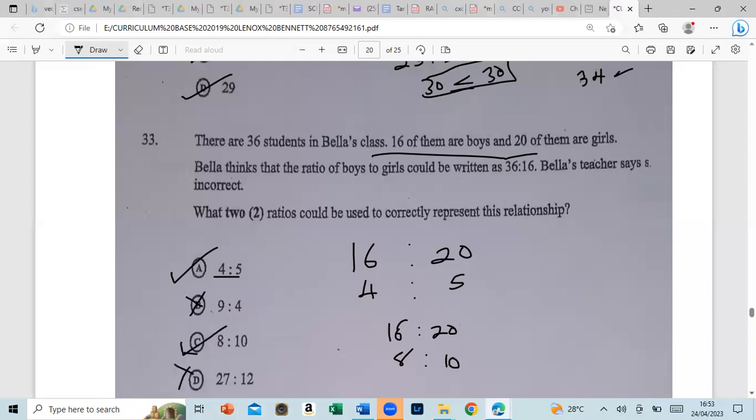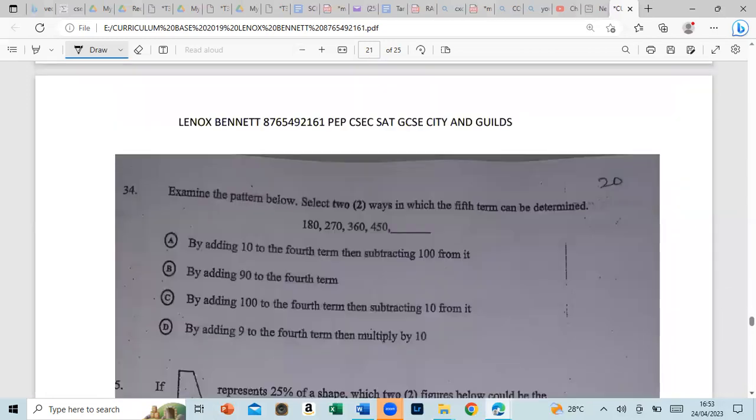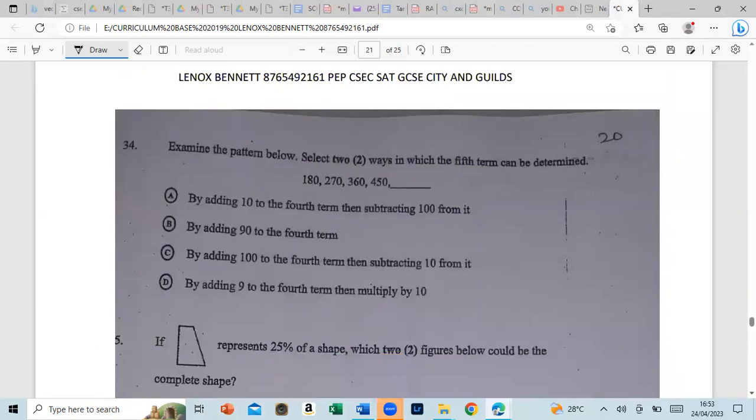Let's move on to 34. Examine the pattern below and select two ways in which the fifth term can be determined. Alright, so which is the fifth term? So we have 180. By adding 10 to the fourth term, then subtracting 100. So that's the first one. Could we obtain the next number by adding 10 and then subtracting 100? Basically, we are going by 90, right? So if we add 90 to this, we're supposed to get 540.